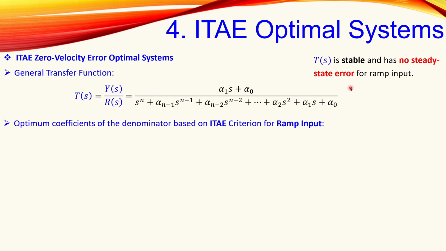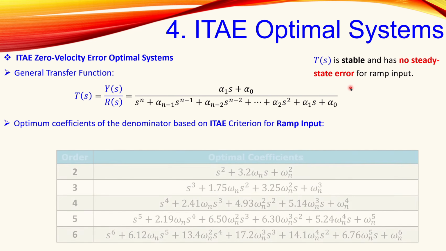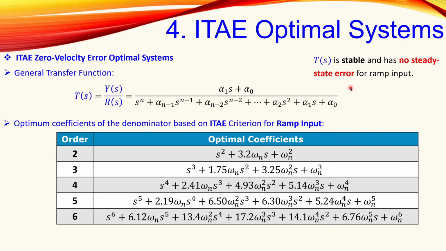The optimum coefficients for the denominator based on the ITAE criterion for ramp input, ramp being a linearly increasing input, are given by this. So we start at the second order up to sixth order, similar to the first table. But it is different, so we have different coefficients here.